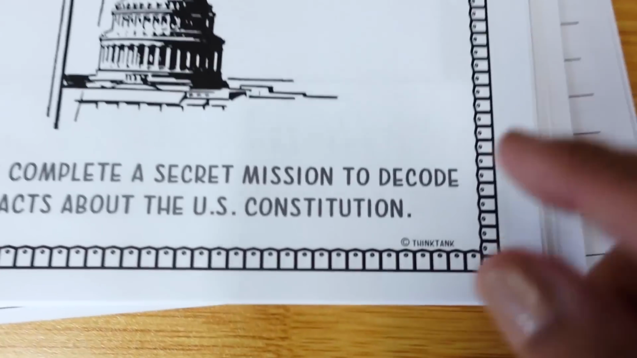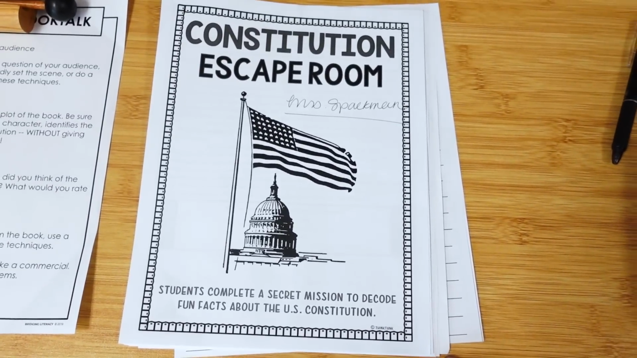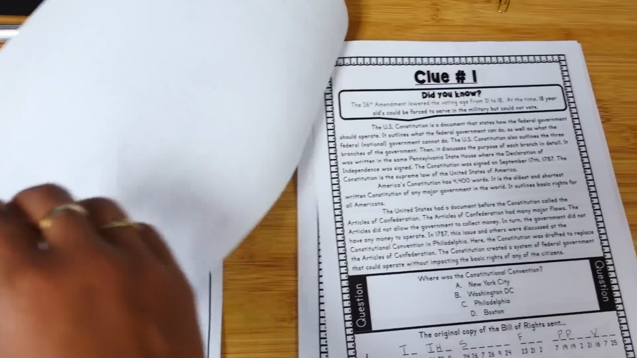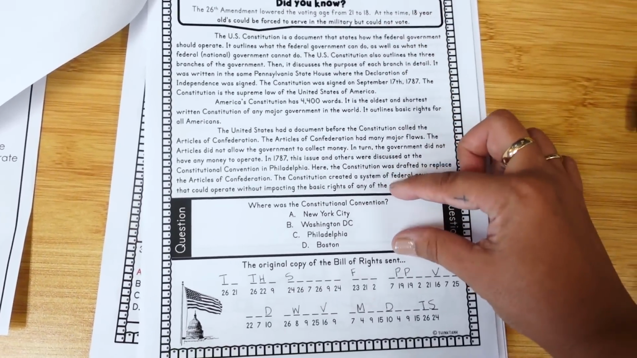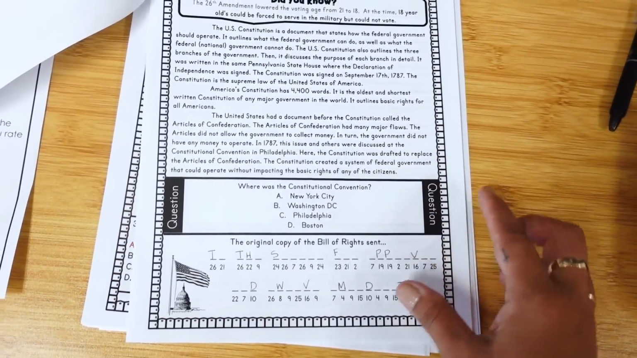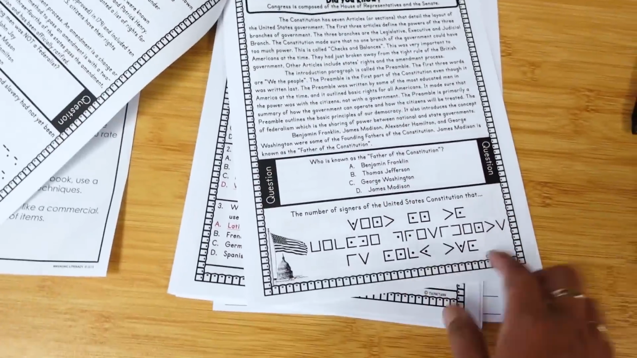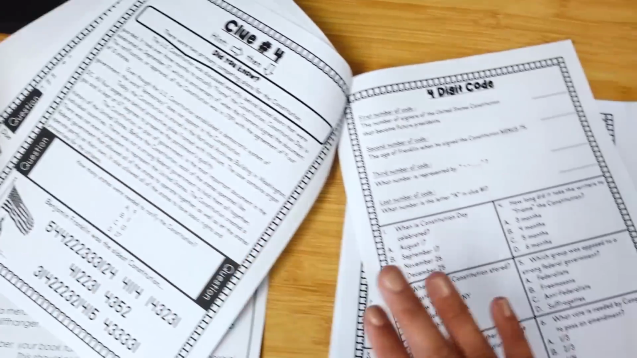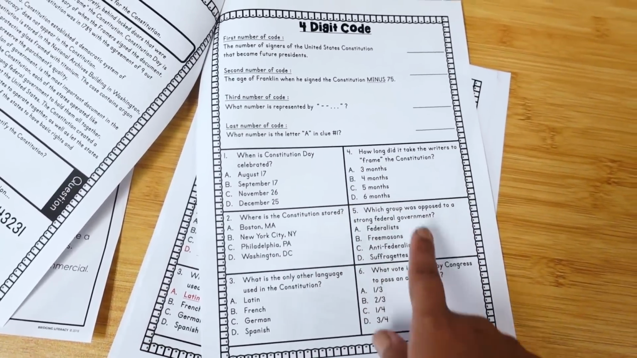This is a resource from the think tank. She had a constitution escape room pack, and basically there are 4 different clues. Each clue has a passage with a question that they have to answer and then a cipher at the very end. So there's 1, there's 2, there's 3, and then there's 4. Then there's an additional page that has a 4-digit code, and then they have some multiple choice questions that they have to answer.